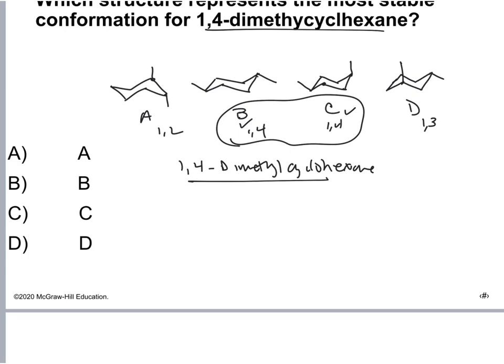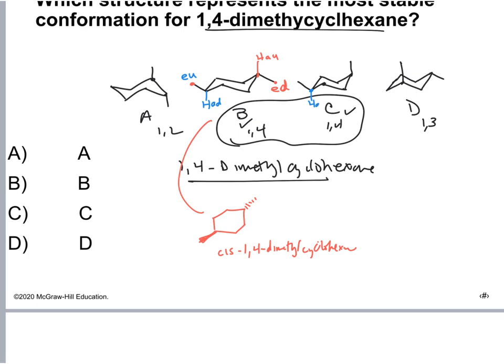Now B and C, how are they related to each other? Well, draw your hydrogens if you can't see it. This is axial down. This is equatorial up. This is axial up. So this is equatorial down. So how would you draw B? B is this methyl is up and this one's down. So that could be up and this could be down. So it's going to be a cis 1,4-dimethylcyclohexane.